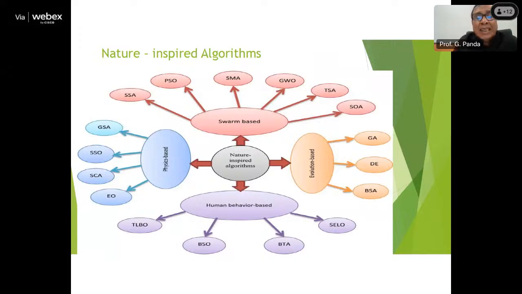If you look at this diagram, it gives a clear picture. The nature-inspired algorithm has 4 branches: swarm-based, human behavior-based, the third one is evolution based, and the fourth one is physics based. So basically, the nature-inspired technique can be split into 4 types. And for each type, I have given the name of some of these algorithms. Each algorithm is very, very interesting.